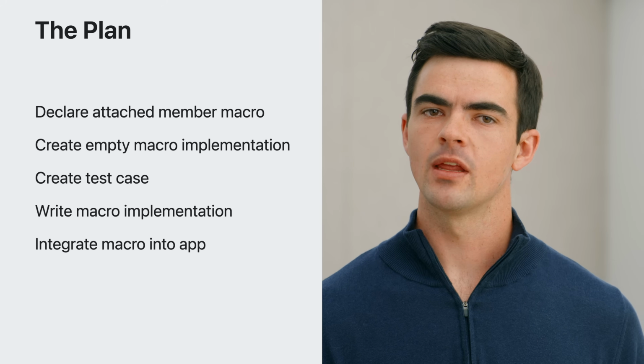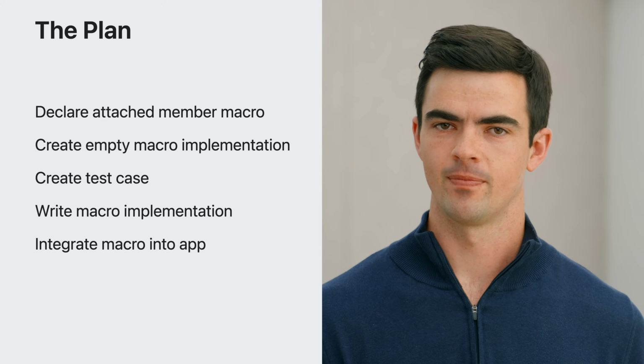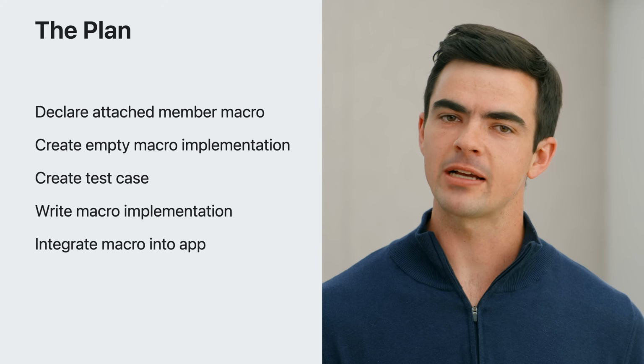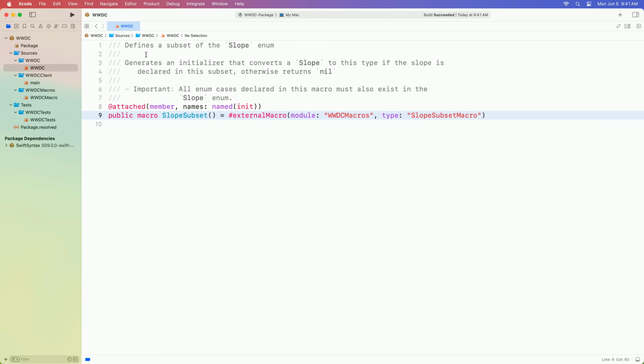To develop the macro, we work with a template that we created earlier. And since I don't really need the stringify macro in my app, I have already removed it. I start by declaring a new attached member macro using the @attached(member) attribute. I call it SlopeSubset because EasySlope is a subset of Slope. The macro also defines the names of the members it introduces. In this demo, I will just be showing you how to generate the initializer. Generating the computed property is very similar, because it's also just a switch statement that switches over all the cases.